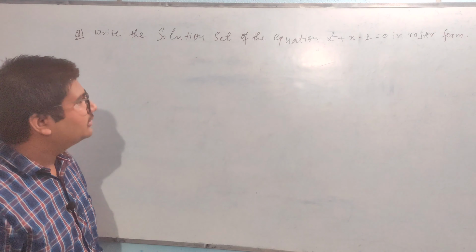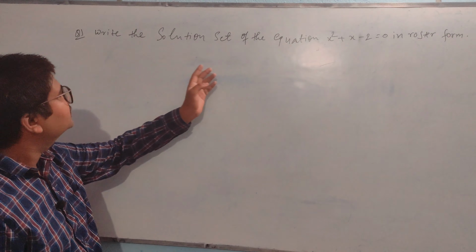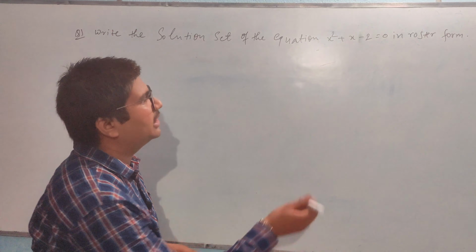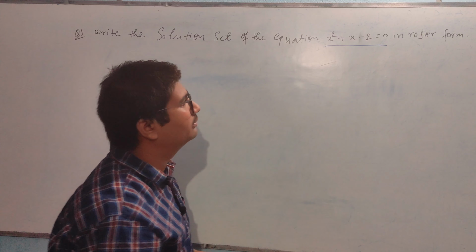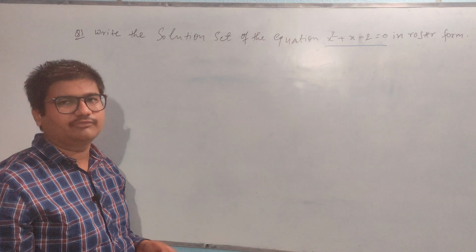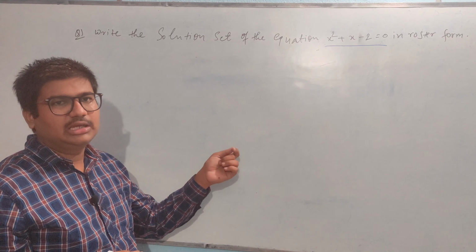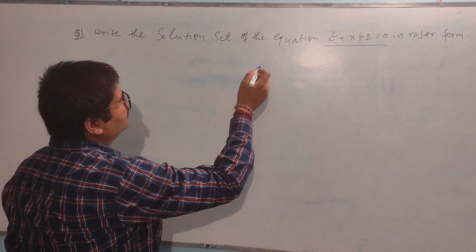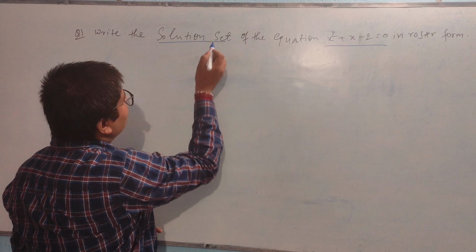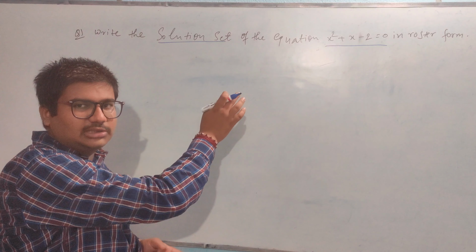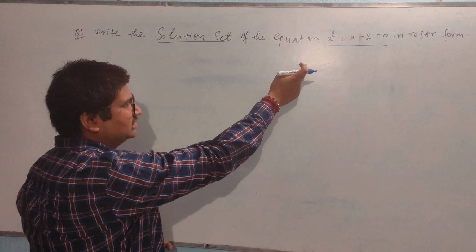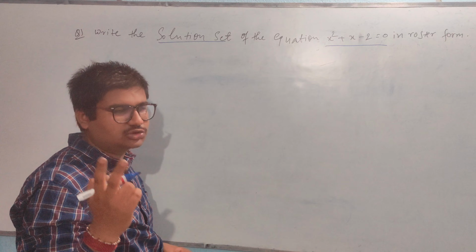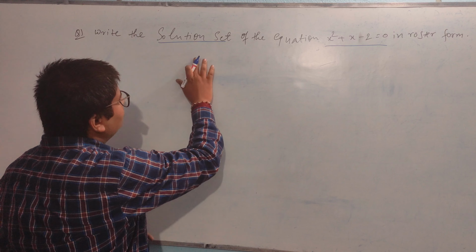So students, now we would be taking an example. Suppose this example says: write the solution set of the equation x square plus x minus 2 equals 0 in roster form. Right now we have seen what roster form is. In roster form we write the elements separated by commas within the curly braces. So here the solution set means the solution of this quadratic equation. You all know a quadratic equation has two roots.